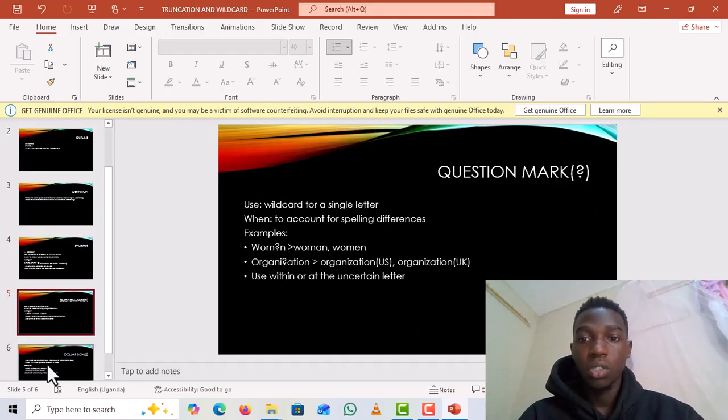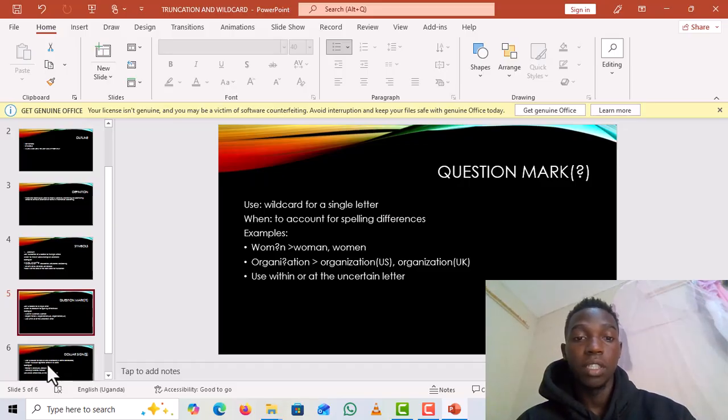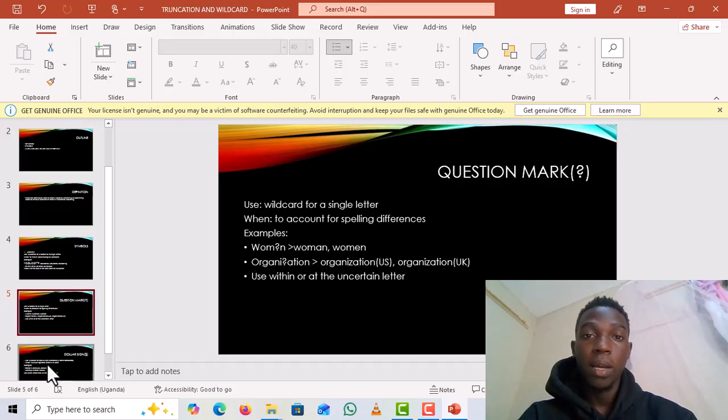Our next slide is showing the use of a question mark as one of the variations we can use. Use wildcards for a single letter, to account for spelling differences. You may say woman or women, but there is just a change of letter A for letter E respectively. So instead of woman and women, you just put a question mark between M and N. In your search, it will give you answers connected to woman and women.